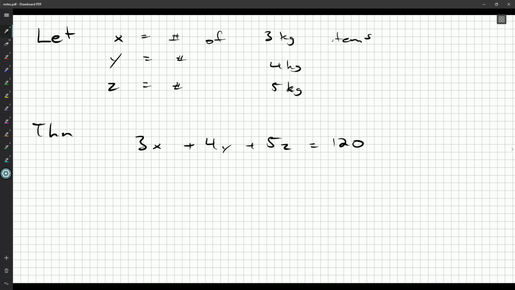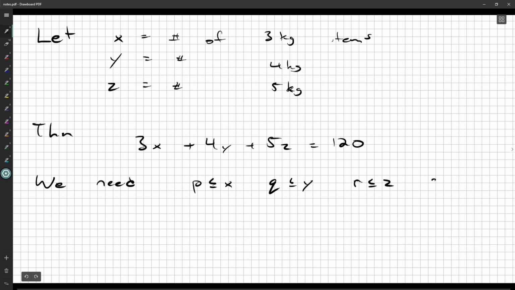What we'd like to do is show that we can find p less than or equal to x, q less than or equal to y, and r less than or equal to z, so that 3p plus 4q plus 5r is equal to 60. That's what we want to find, and they have to be less than or equal to x, y, and z. Because if I only have 10 things that weigh 3 kilograms, I can't just say 20, 0, and 0 will work. You don't have 20 of the things. That's what they mean by sub-collection.